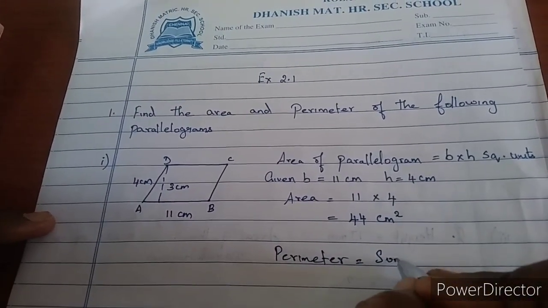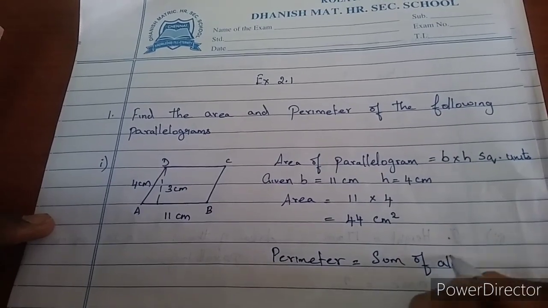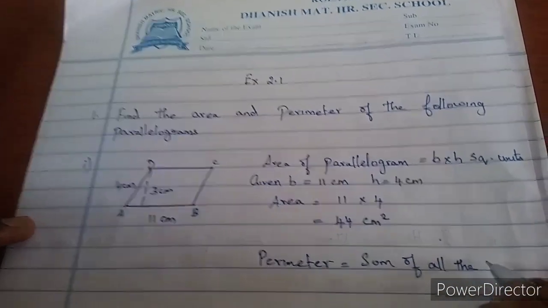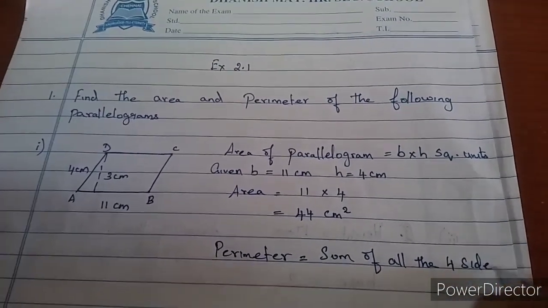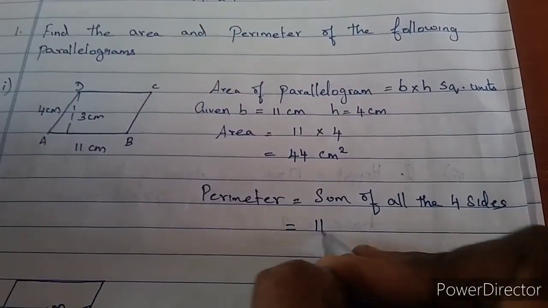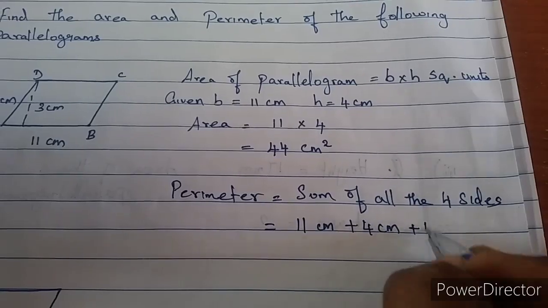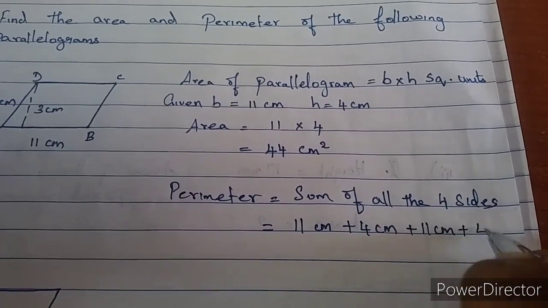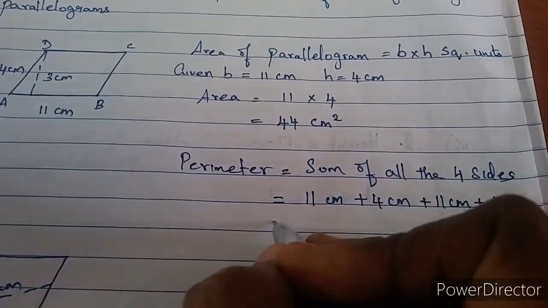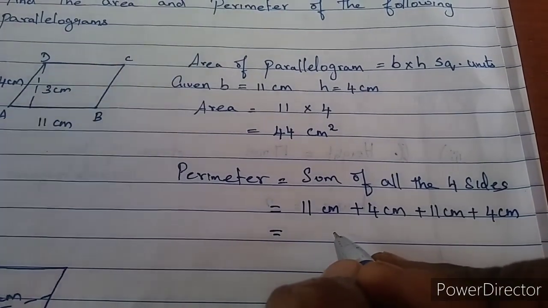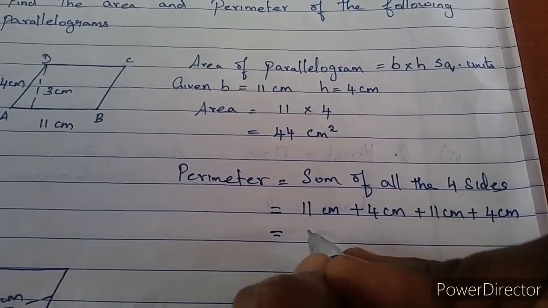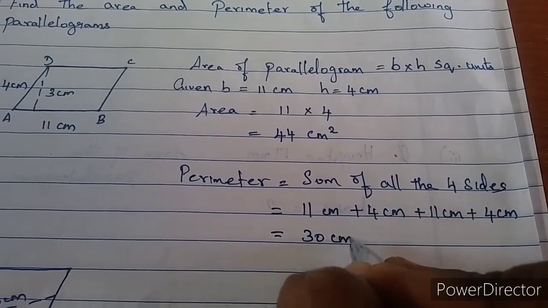Same sum, we are going to find perimeter of parallelogram. Perimeter equal to sum of all the four sides. So, 11 centimeter plus 4 centimeter plus 11 centimeter plus 4 centimeter, that equal to 30 centimeter.